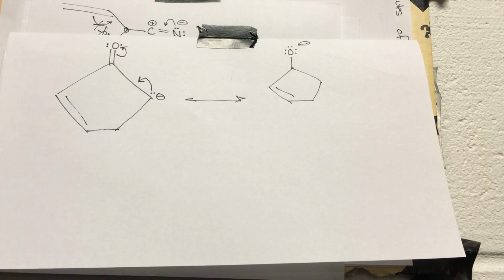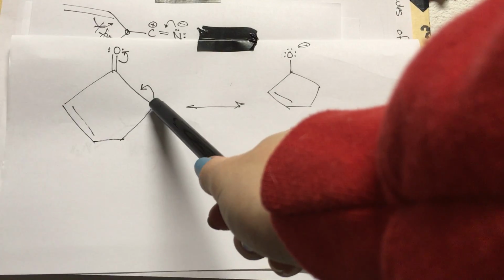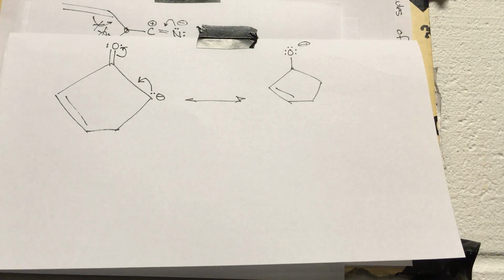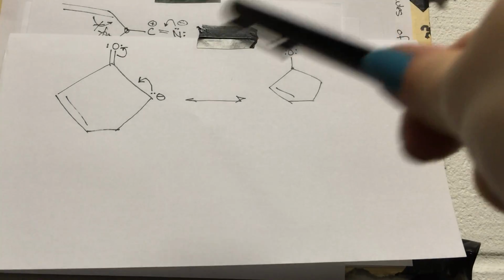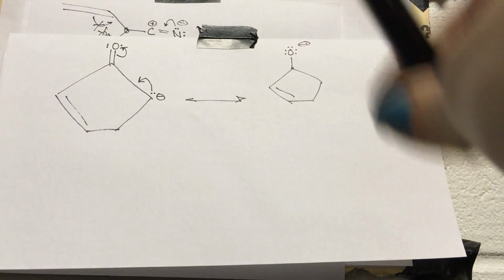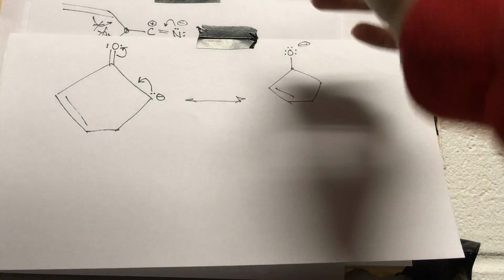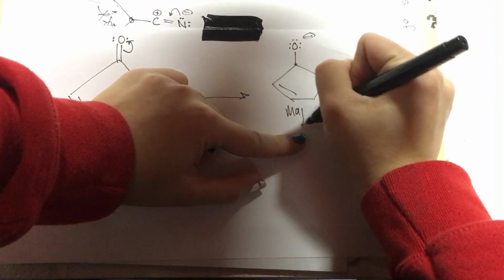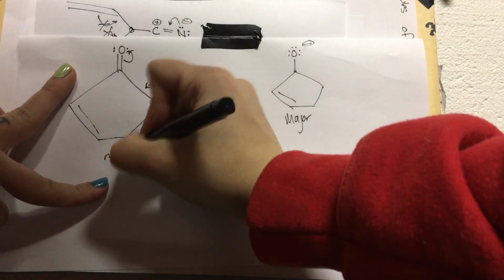So when we're looking at the major and minor contributors here, they both do have this one negative charge, so they're not neutral, but we can look at where the negative charge is. This one, it's on a carbon, and carbon does not like to have a negative charge. It doesn't hold it well, but as we all know, oxygen does hold a negative charge well, so this would be our major contributor because it is more stable than a negative carbon.